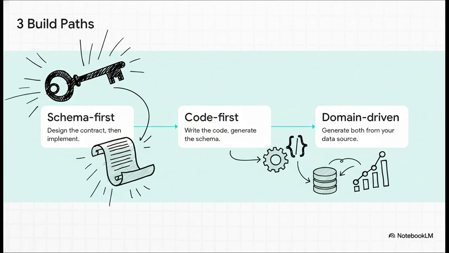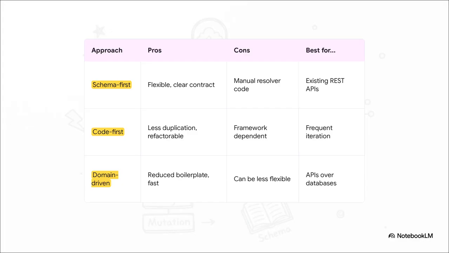You've got schema first, where you design the API contract before you write a single line of implementation code. Then there's code first, where your code actually generates the schema for you. And finally, domain-driven, where the whole thing is generated right from your data sources, like your database. And this table does a fantastic job of laying out the trade-offs.